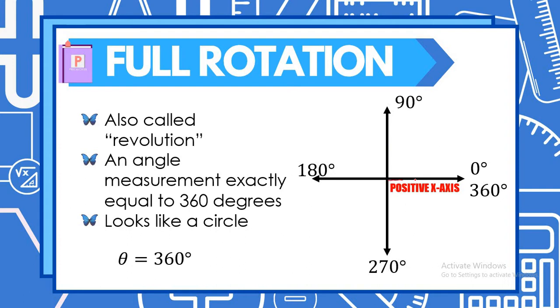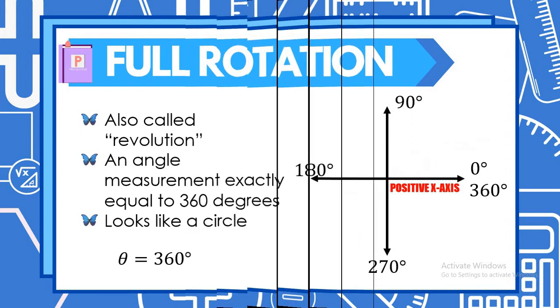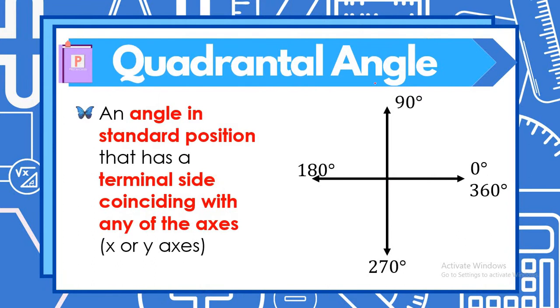So the initial side will be on the positive x-axis, and if we rotate the angle 360 degrees, which is the value of theta, then the terminal side will also be the same as the initial side. And those are the types of angles you need to be familiar with before we start discussing angles in the context of trigonometry. Lastly, we also have the quadrantal angle.